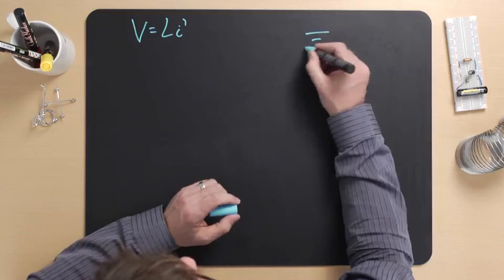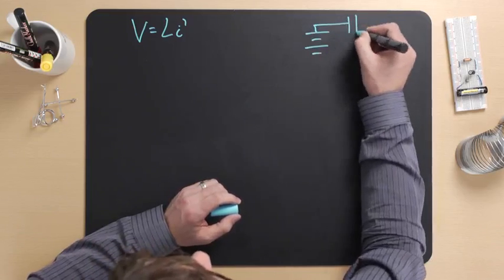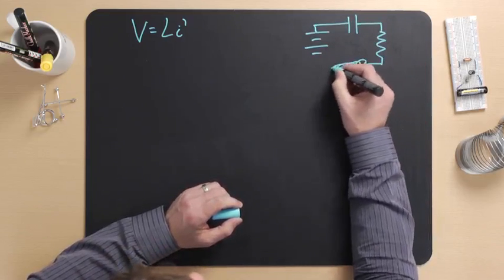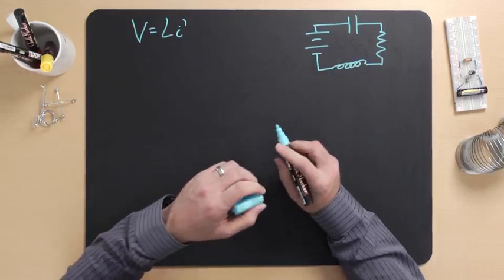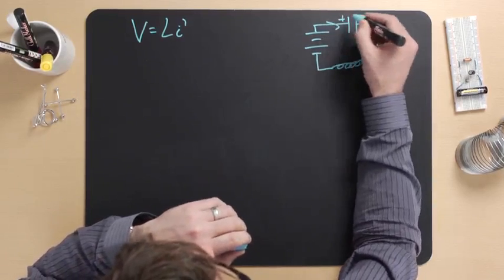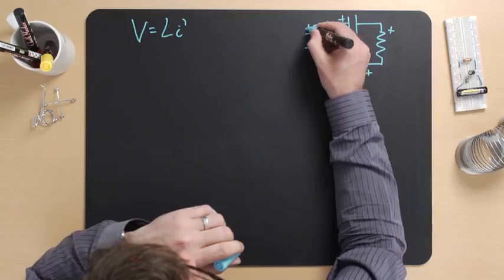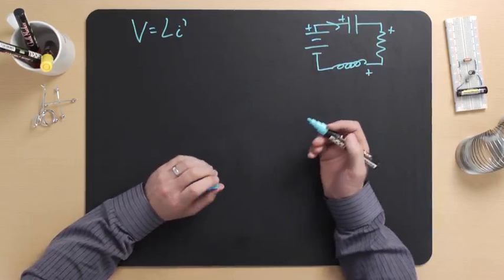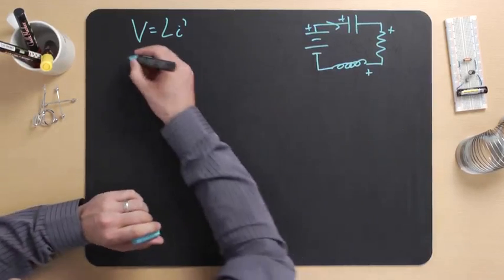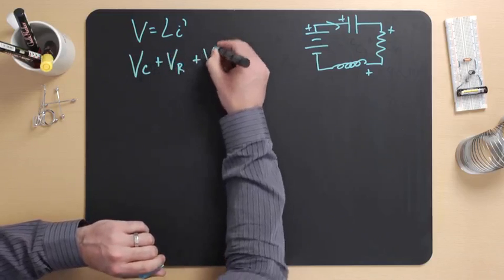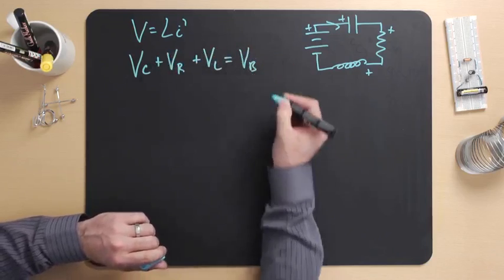Let's say that we have a simple circuit with a battery, a capacitor, a resistor, and an inductor. I'm going to assign the current flow to be clockwise, which means that my sign convention is this. Kirchhoff's voltage law says that the sum of the voltages around the circuit must be equal to 0. Therefore, I get VC plus VR plus VL is equal to VB.